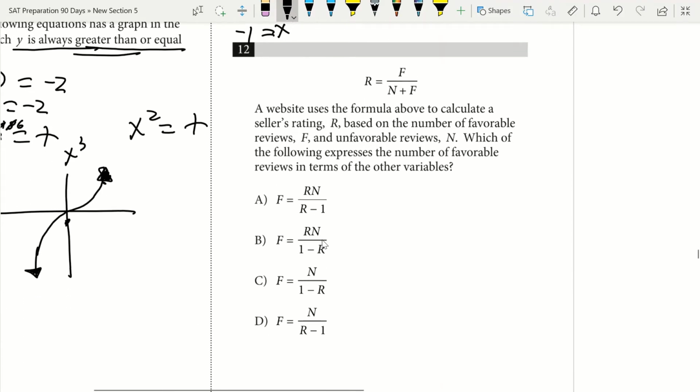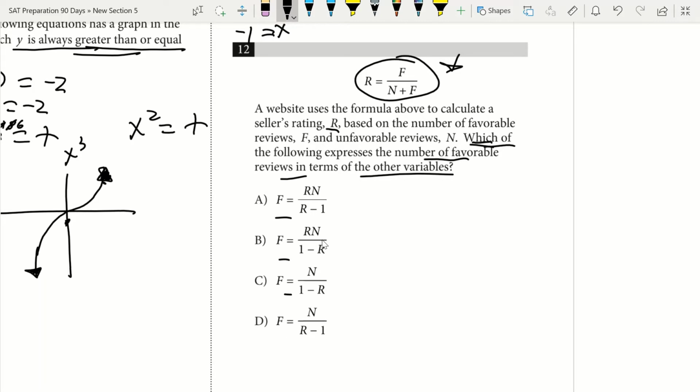A website uses the formula above to calculate a seller's rating R. Really just look down here, we have: which of the following expresses the number of favorable reviews in terms of the other variables. Anytime that we see this up here where we have all of these variables and not really any numbers, we usually want to just skip down here and see if we're just asked to rearrange, which we see we are. We're just asked to see what f is equal to.